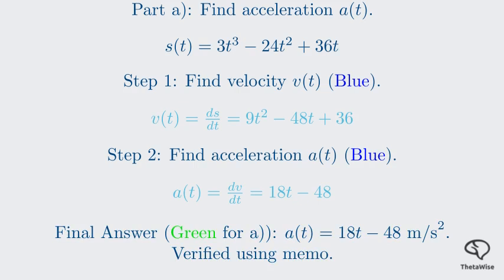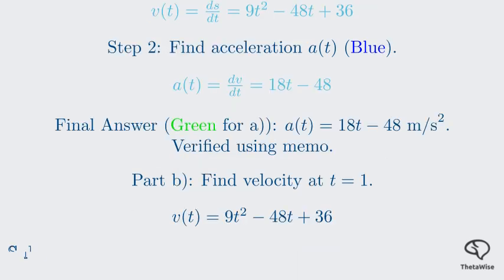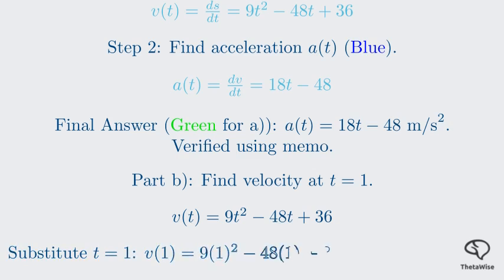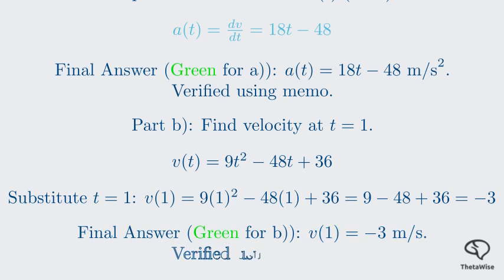Great. Now for part B, finding the velocity at t equals 1 second. We'll use the velocity function we just found. Here is our velocity function again. To find the velocity at 1 second, we simply substitute t equals 1 into the equation. This gives us v(1) equals 9 minus 48 plus 36, which is negative 3. So, the velocity after 1 second is negative 3 meters per second. This means the particle is moving to the left at a speed of 3 meters per second. We can verify this with the memo.